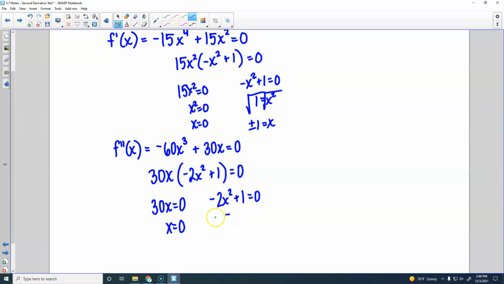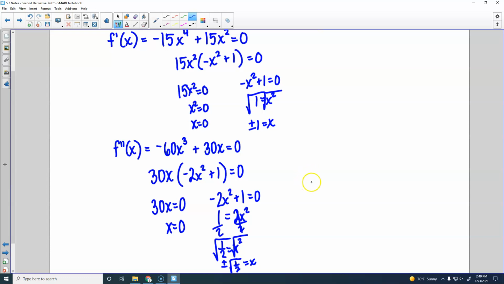Right here we'll have 1 equals 2x squared. Divide by 2. We're going to square root. So we end up with plus or minus the square root of 1/2. I don't like that, but that's what we've got. If you want to make that 1 over root 2, you can. You could even make it root 2 over 2, but I would just leave it.